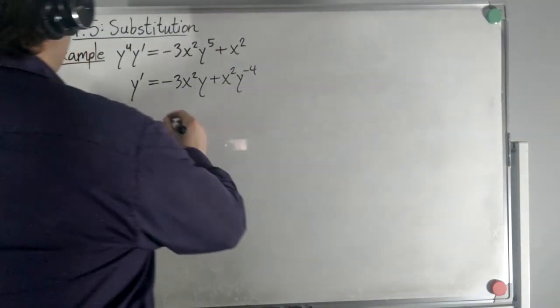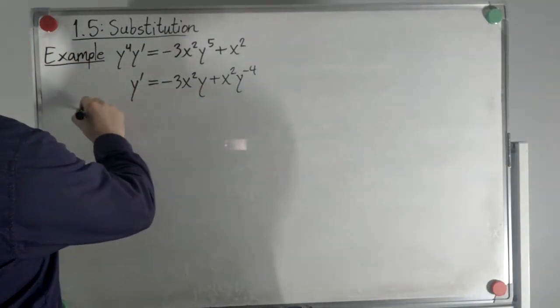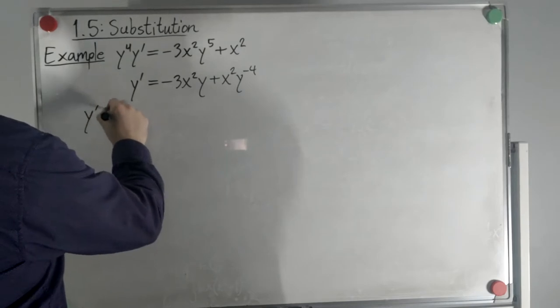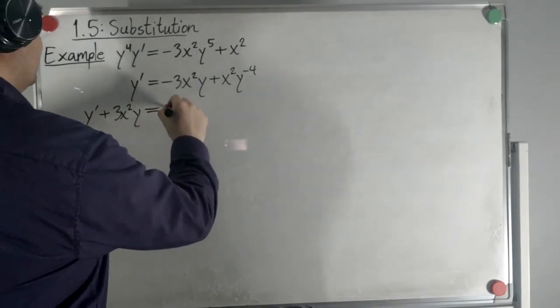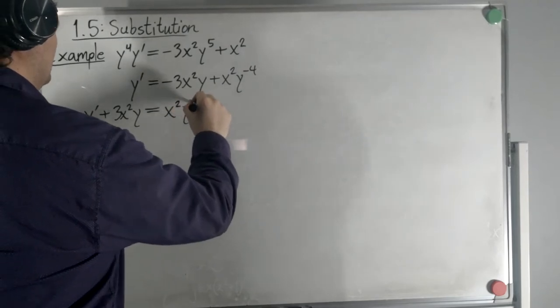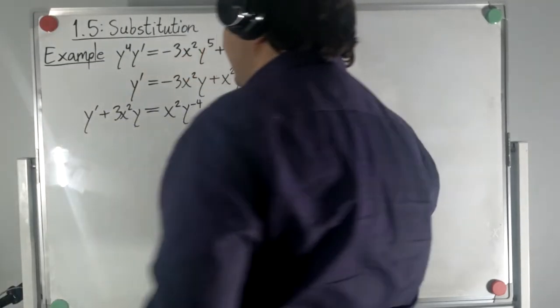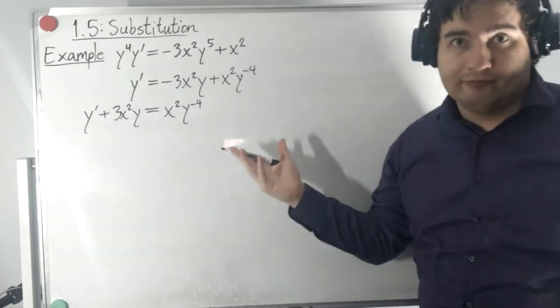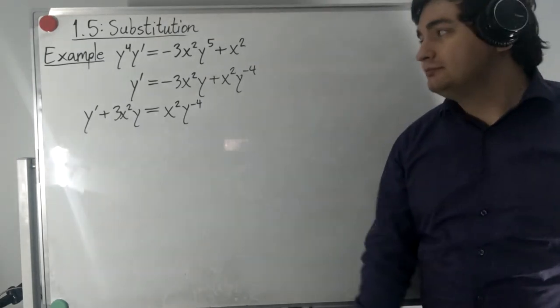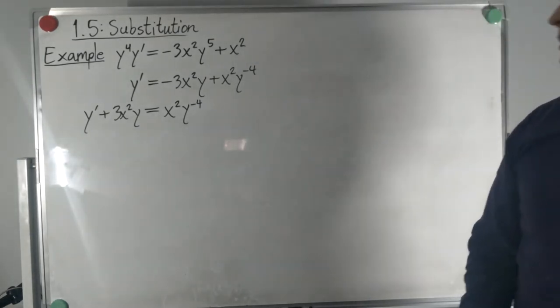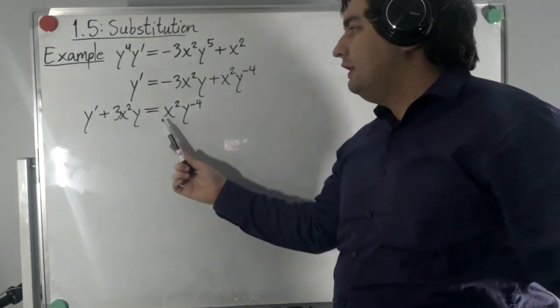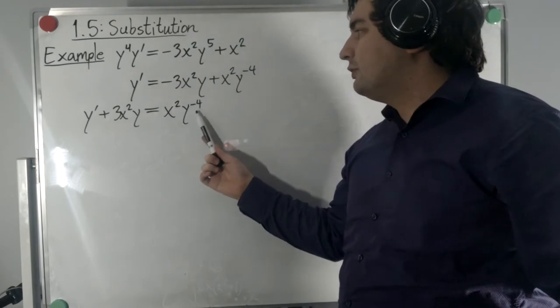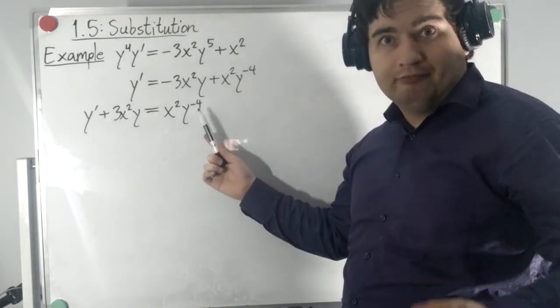But if we move this to the other side, we get y prime plus 3x squared y equal to x squared y to the negative fourth. And then that is a Bernoulli ODE. It's a Bernoulli ODE because it's a linear combination of y and y prime equals a function of x times y raised to a power.